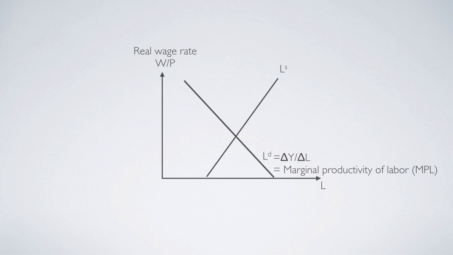To locate the equilibrium labor market condition, we get the intersection that gives us the equilibrium amount of labor hiring L star and the equilibrium wage rate W over P star. And you can notice that the labor demand curve that we get is actually the additional unit of output you can get out of an additional unit of labor. That's why we put down that it's equal to delta Y over delta L. This is called the marginal productivity of labor.